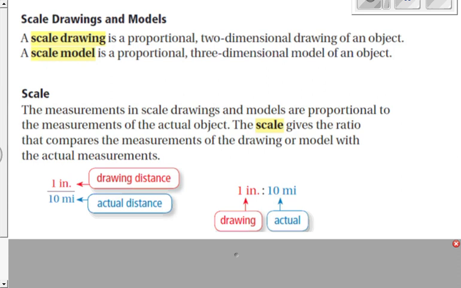And it says drawing distance over actual distance. The drawing always goes on top. Actual always goes on bottom. So, for instance, they have 1 inch over 10 miles. You might also write it with a colon, so 1 inch colon 10 miles. Again, drawing came first, actual came second.